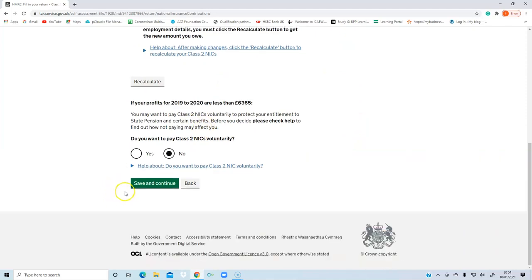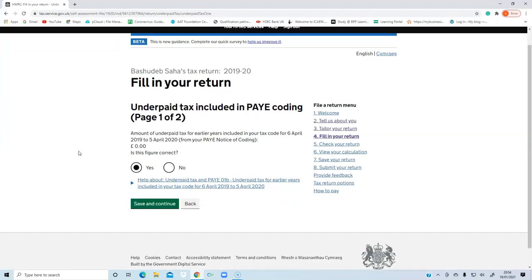After that, the next question is asking if your profit for 2019-20 is less than 6,365. For me it is no. Do you want to pay any class 2 voluntarily? I said no, I don't want to pay voluntarily because my profit is more than that anyway. I will pay the class 2 national insurance.